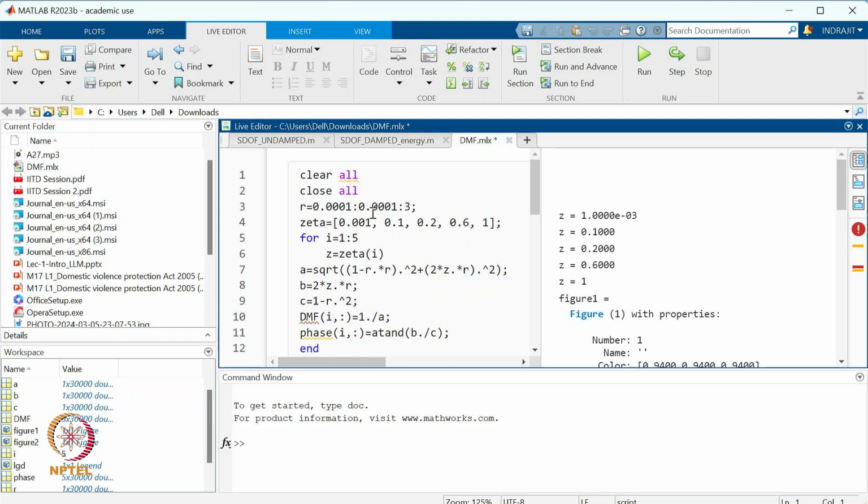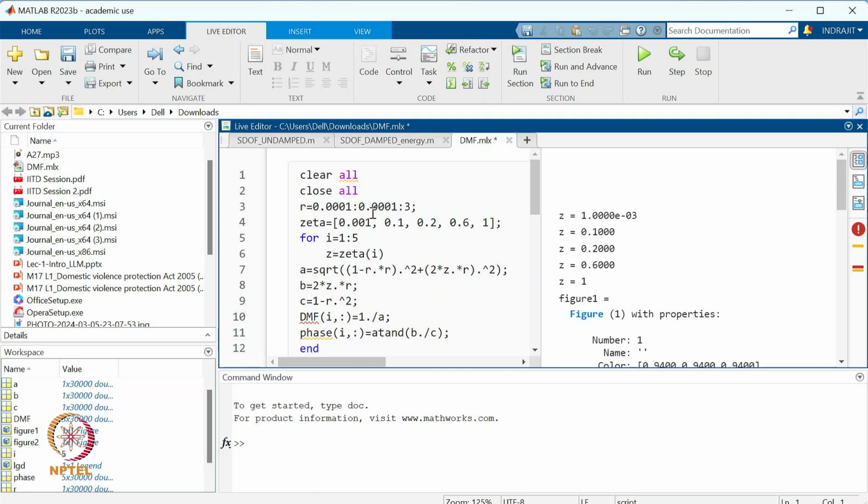So we are able to plot from 0.0001 with an increment of 0.00001 up to 3. So that will give the domain, which will be the x-axis of the plot. Then you can see that we are taking 5 different values of xi: 0.001, which means 0.1%, then 10%, 20%, 60%, and 100%.